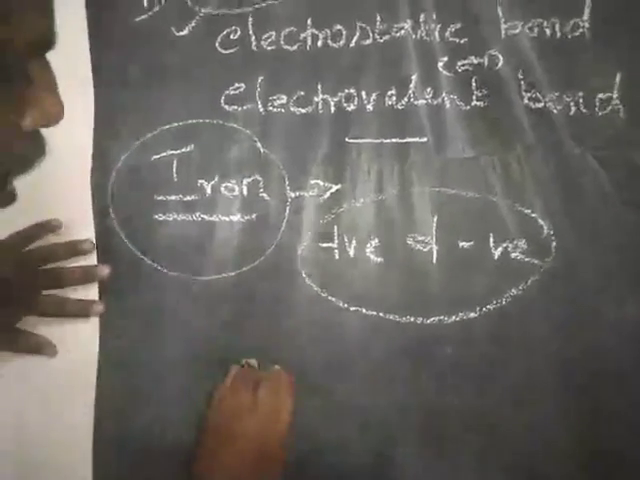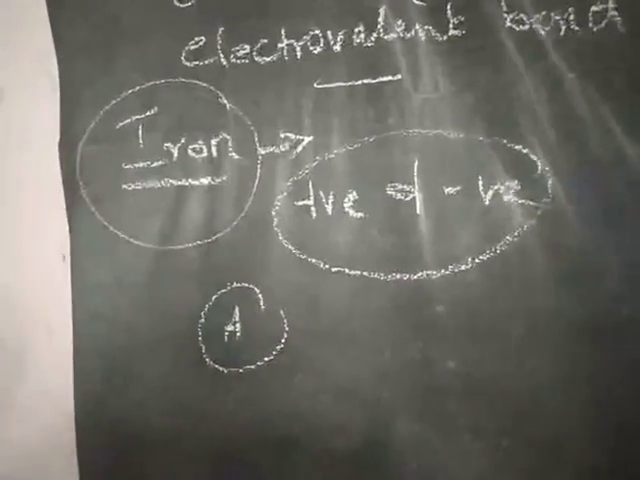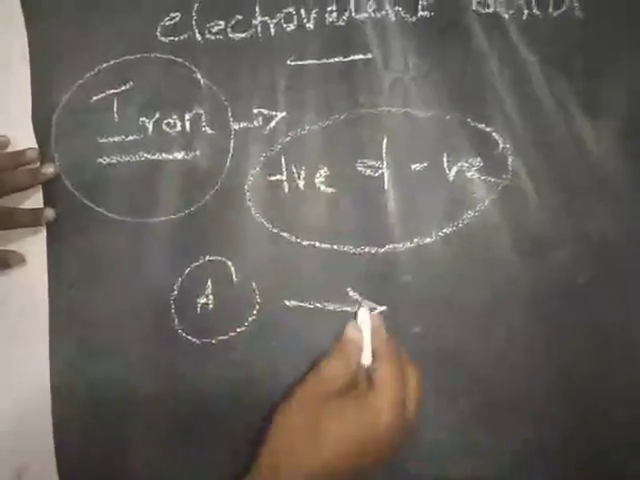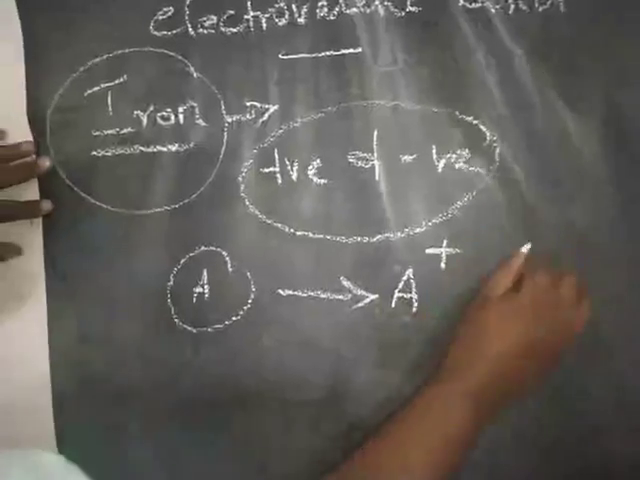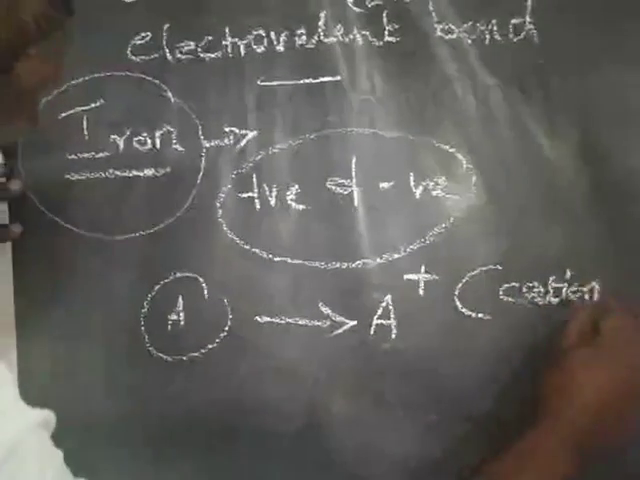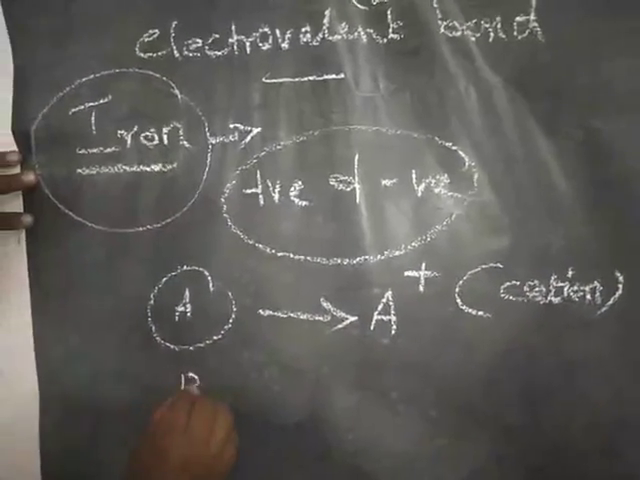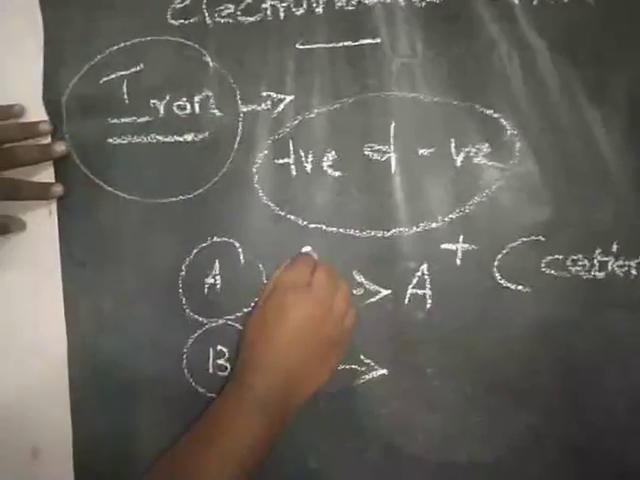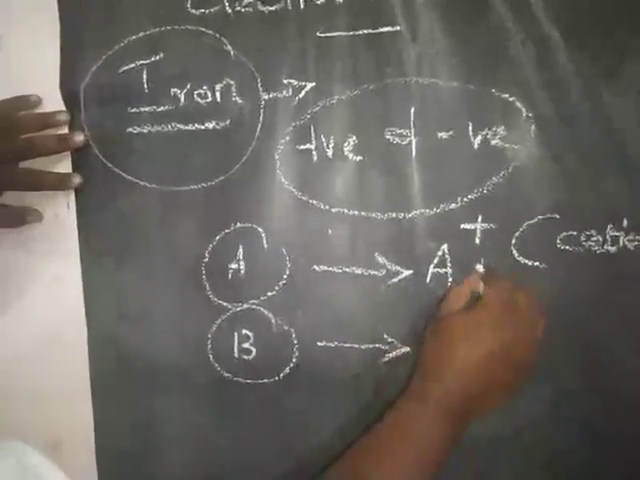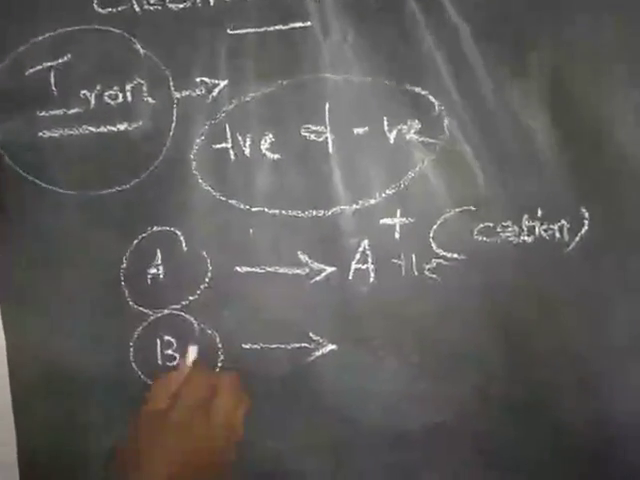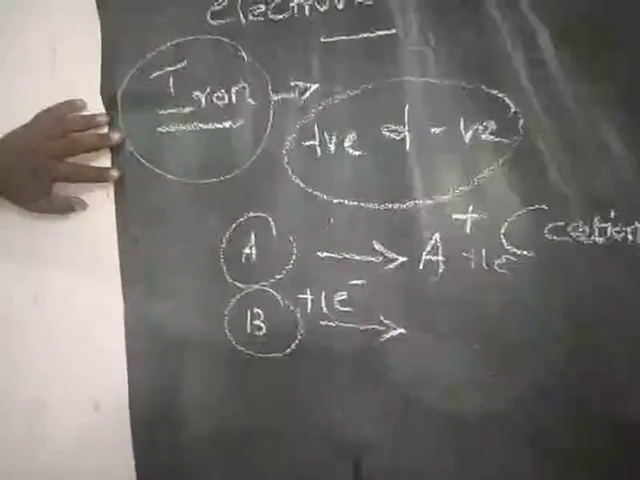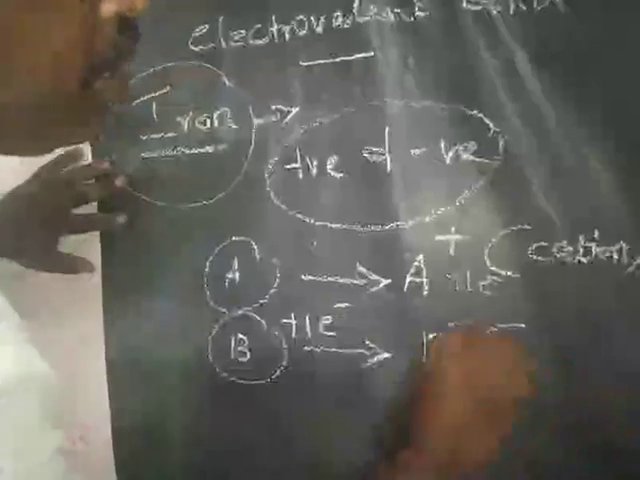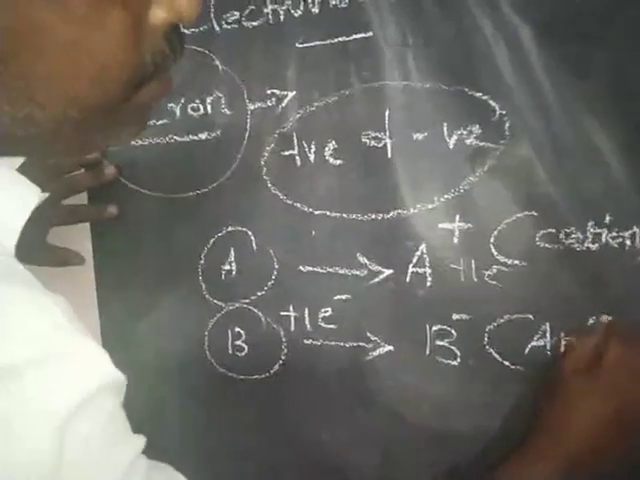For example, suppose atom A contains one excess electron. It is ready to lose one electron and will form A plus, that is called a cation. Another element B is ready to accept one electron to form B minus, an anion.